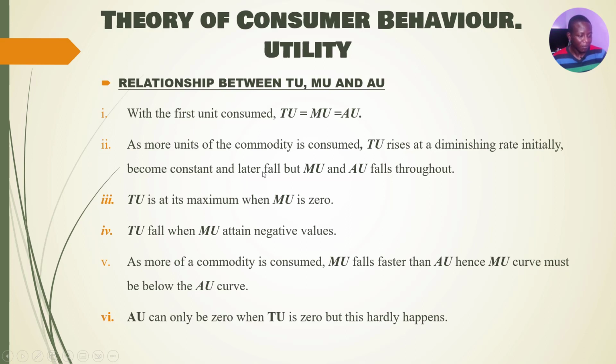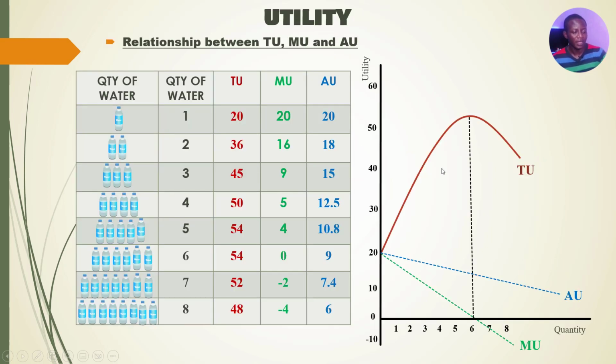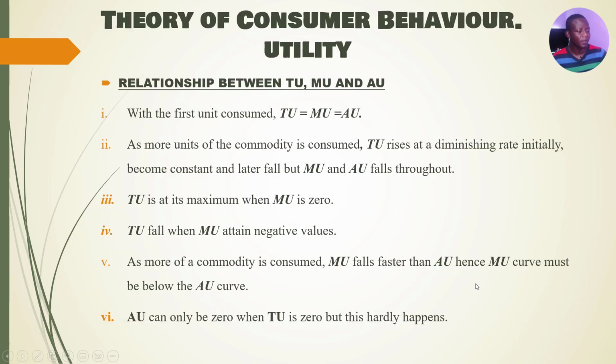Yet marginal utility and average utility falls throughout, and it can be seen from the diagram too. Realize that in as much as total utility was increasing, marginal utility and average utility were both falling. And because the marginal utility was falling from the table, we realize that the marginal utility was falling faster than the average utility. The marginal utility lies below the average utility. Now, the third point. Total utility is at its maximum when marginal utility is 0.